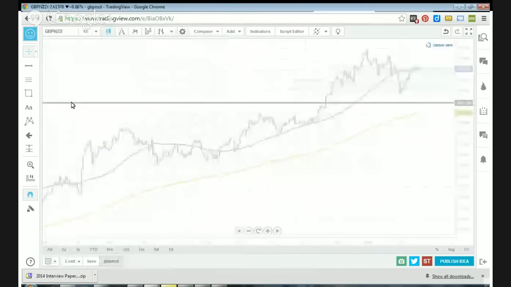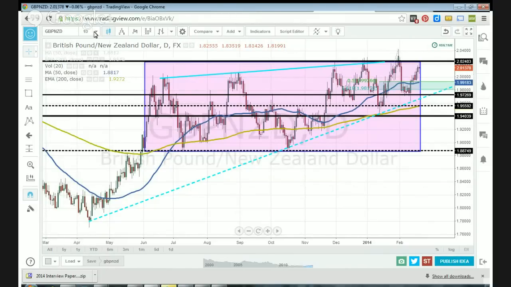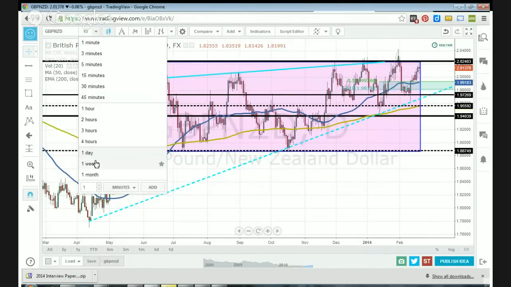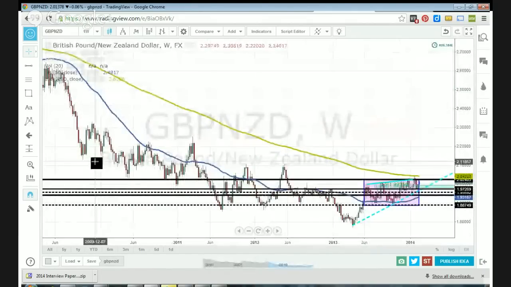Pound QE. Okay, now we are at the top of the range, which could be an interesting short opportunity. But I generally don't like to trade against the trend, and this looks like a bullish trend to me. Let's see how it looks on the weekly. If it looks bearish on the weekly, I could be interested in, and it kind of does. Okay, so this could be something to consider.